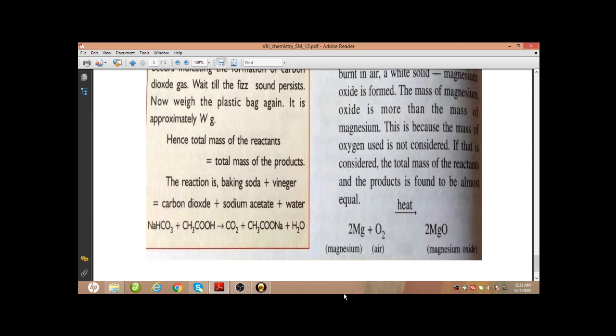Why this? Because the oxygen which is getting mixed with the magnesium is not considered. If it is considered, then here also we will get the desired result. That means the mass after the reaction and the mass before the reaction will be equal.